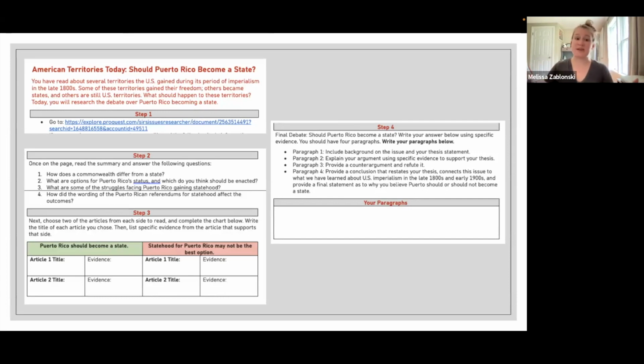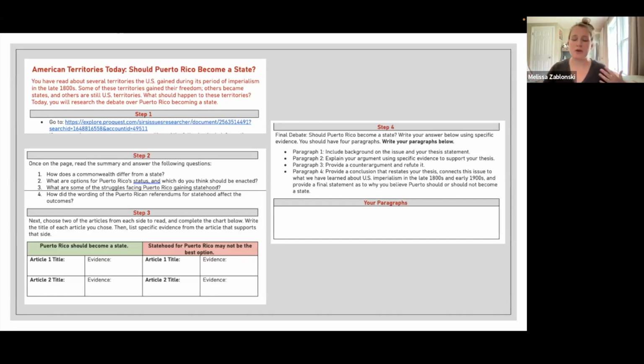Then they take a look at both sides of the issue. So students are required to look at the side that Puerto Rico should become a state and Puerto Rico possibly should not become a state. It's not the best option. And they have to choose 2 articles from each side and provide evidence from those articles. When they do that, they're going to pick which side they want to really support in the debate. So students write out their ideas in step 4 for the debate, and then we actually discuss it as a class. So this part is kind of to help them plan. And then as a class is when we actually really get into the nitty gritty of it.